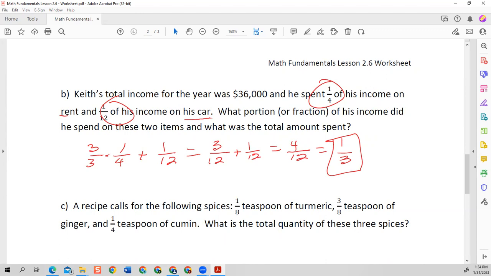Now we want to know what was the total amount spent. So if I took that 36,000, right, and we multiplied it by that 1/3, we get 12,000. That was spent on rent and his car. Do the other two applications and let's talk about it in class.